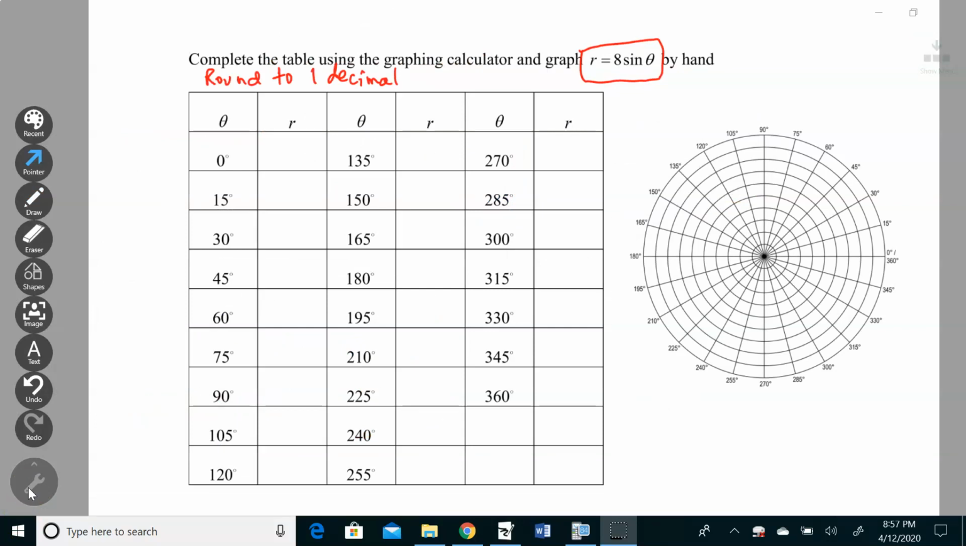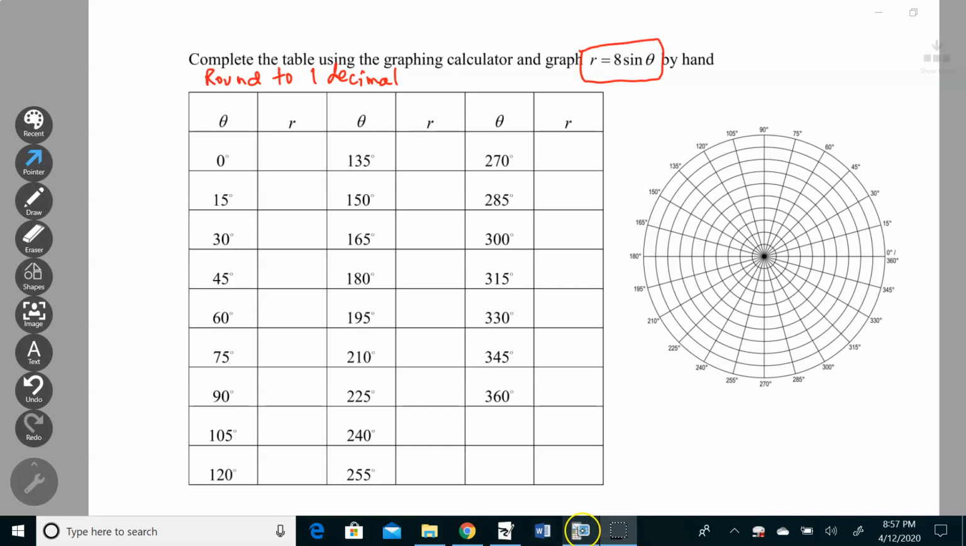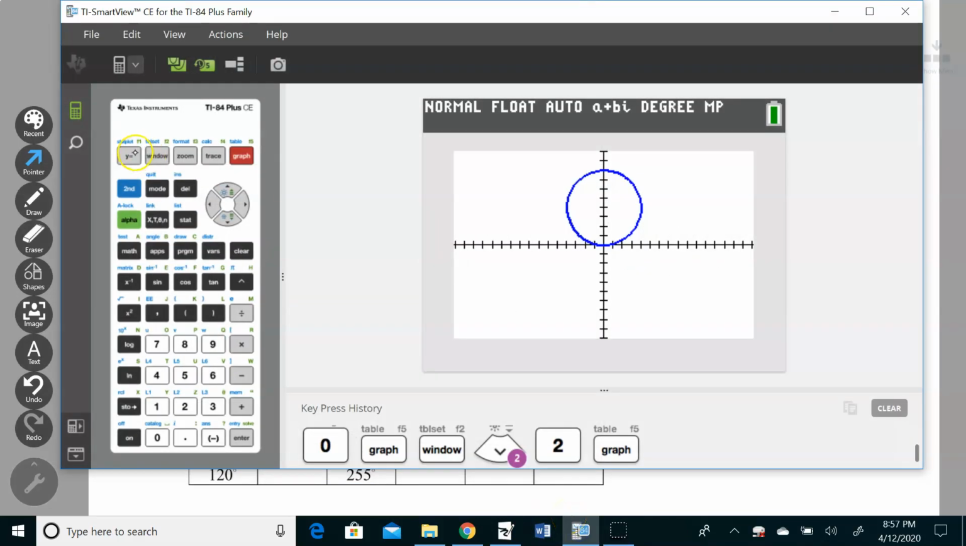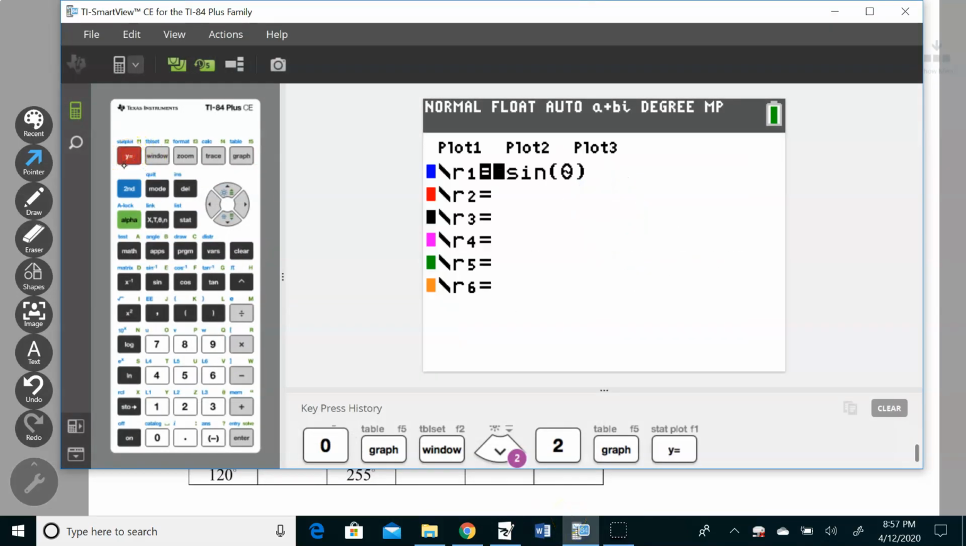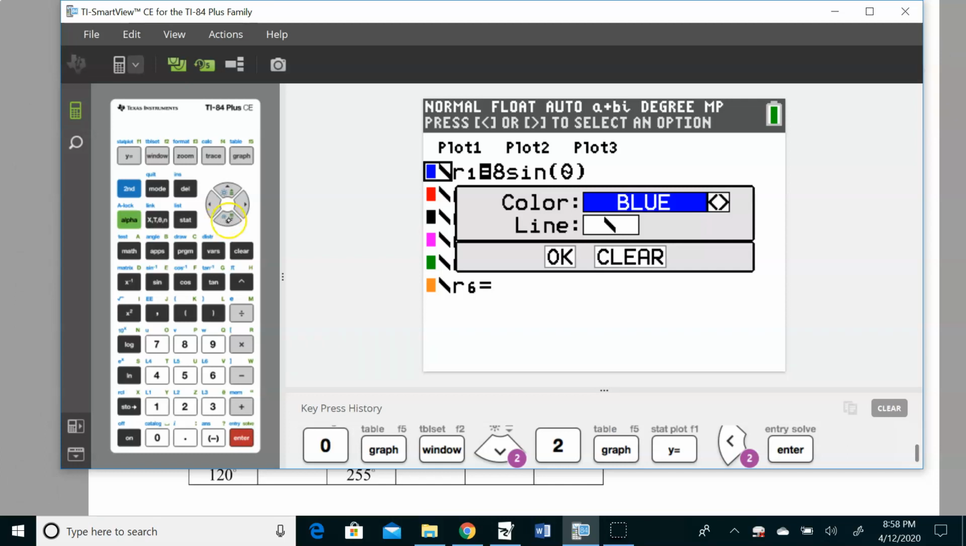Okay, I'm going to complete this table by using the table feature on my calculator. Again, I'm using R equals 8 sine of theta as my equation. I'm going to round all numbers to 1 decimal. I'm also going to draw it on the calculator, but I'm going to slow it down a little bit. So a way I could slow it down is when I go to my y equals, I say R equals, I move the cursor to the left, and I hit enter here. See it says color is blue. I'm going to keep it blue, and then it says line. Right now it's drawing a solid line.